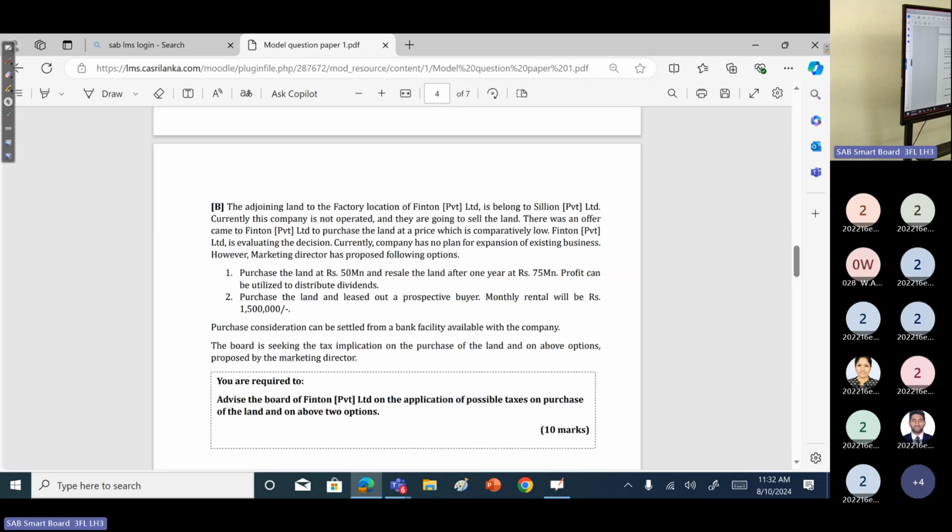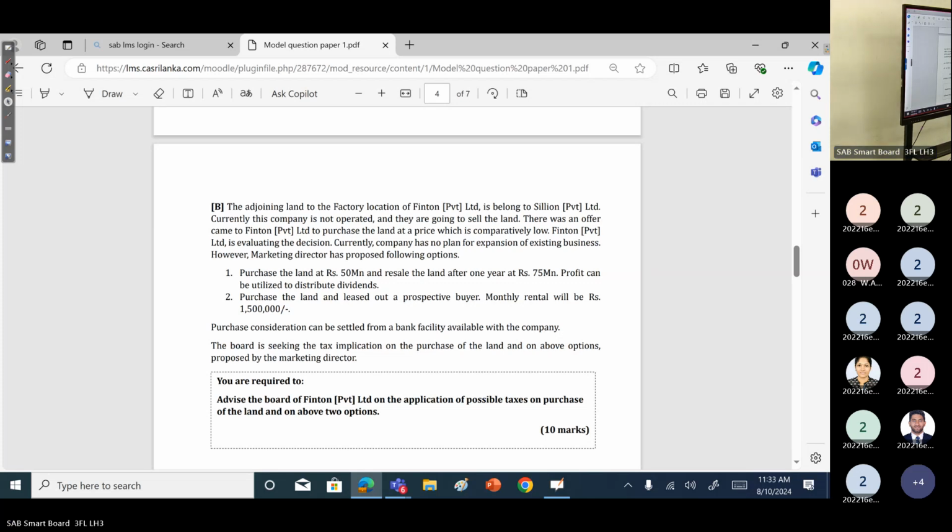So on the purchase, there will be stamp duty. That is the general rule. I thought you have that. If you are purchasing a land, an immovable property, there will be stamp duty, ideally 4%. I'm not expecting you to work out the stamp duty. It is just to give advice, the general advice on the tax application.